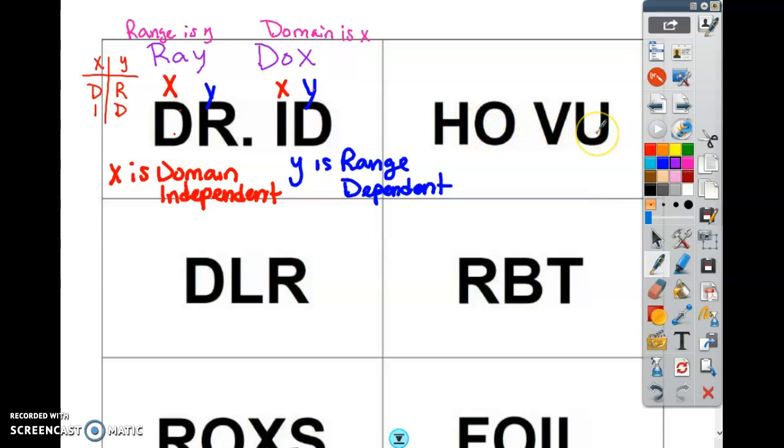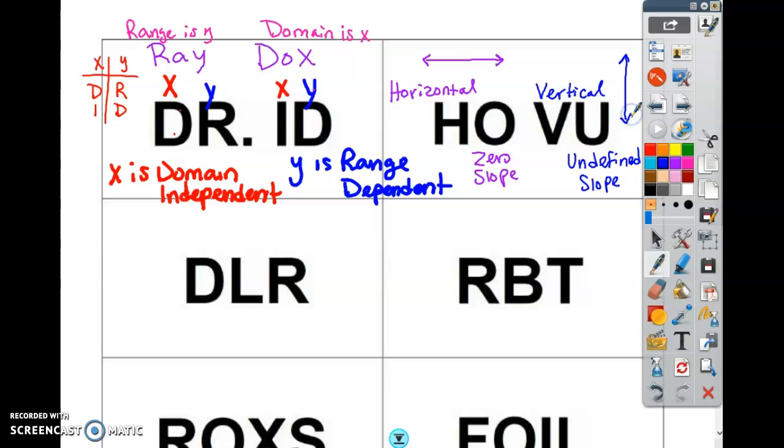Okay, the next one, HOVU. HOVU means that horizontal has a 0 slope and vertical has an undefined slope. So let's write that down. Horizontal, 0 slope. Okay? And horizontal looks like this. And then vertical, this is vertical, has an undefined slope. And vertical looks like this. Okay, so anytime you see a horizontal line, remember that it has 0 slope, and anytime you see a vertical line, remember that's an undefined slope. Okay?